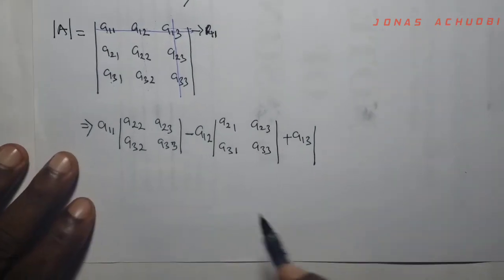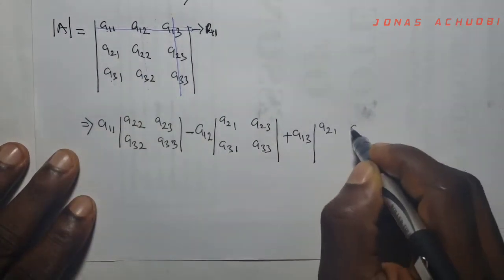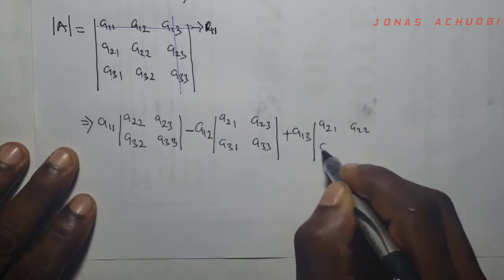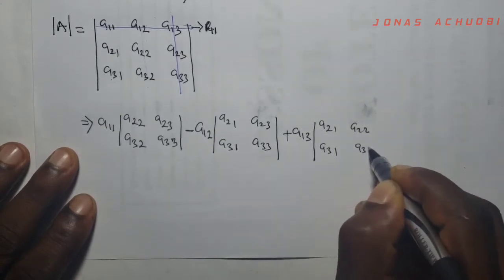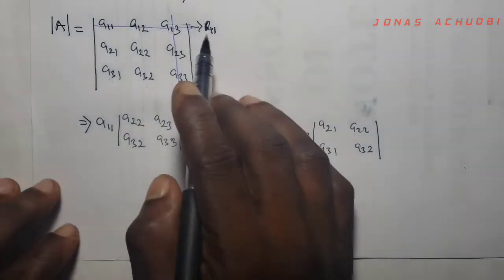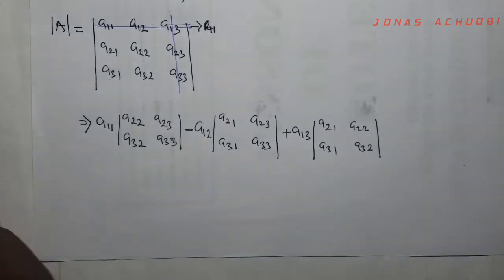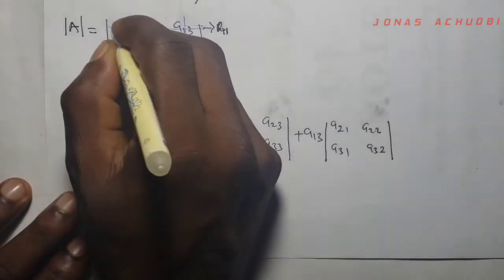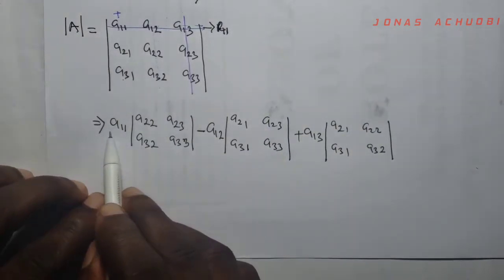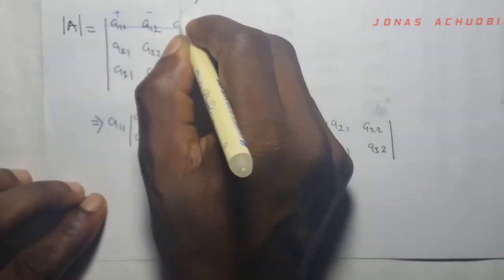So we now have a 2 by 2 determinant with A21, A22, A31, and A32. Very good. So we have exhausted all the entries in row 1. We have used A11, A12, A13, with the following signs. We use plus for A11, minus for A12, and then plus for A13.